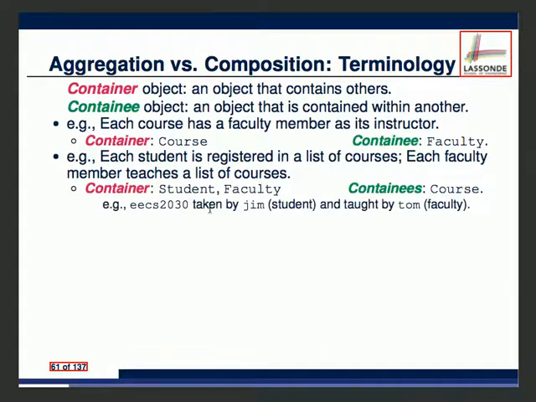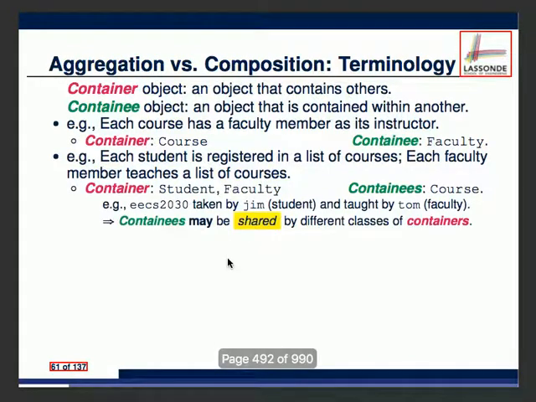Now, this is very important. It's about sharing. The first example I gave corresponds to something called aggregation. Whenever a container contains something else, and they're sharing the object with others, it's called aggregation. Sharing is really the key. And what does that mean? Let's say today they cancel 2030. Do you think you as a student still exist?